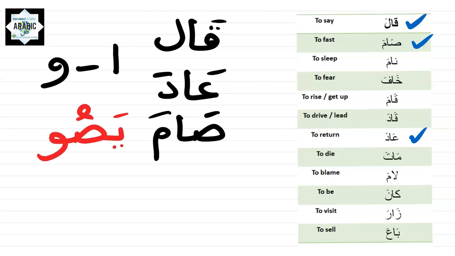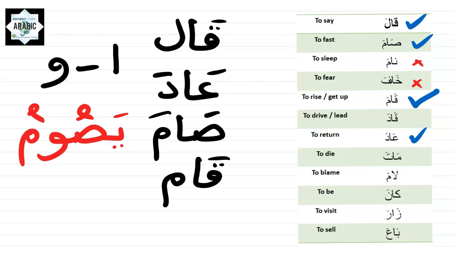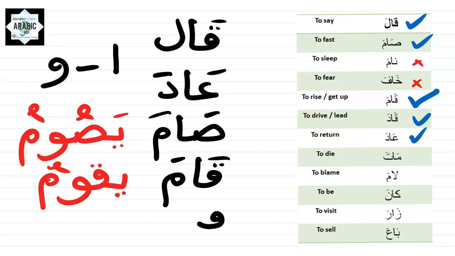يصوم. He fasts. Then I would check that off, and then خاف and نام, ينام. It's different rhyming. خاف, يخاف. قام. And I would find that قام, to rise or to get up, does actually rhyme with صام and قال and عاد, and I would change it in the present tense to يقوم. And then we could go again with the rest. So we have قاد, lead or drive, and then it does actually rhyme.